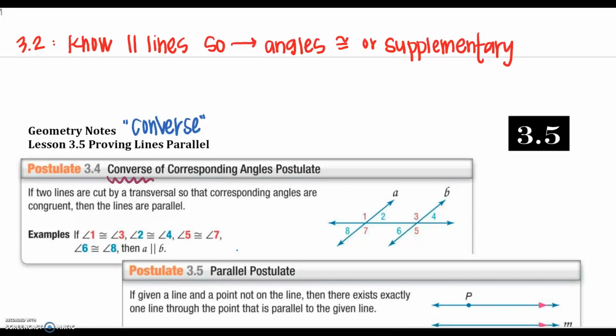Hey everyone, welcome to section 5. We are going to prove lines parallel.